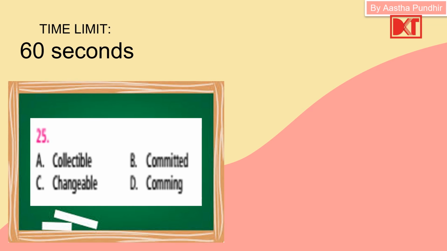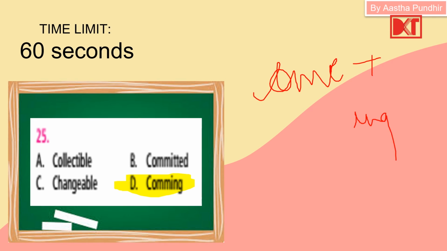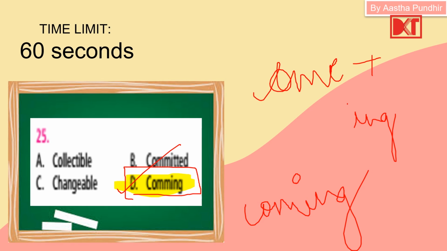Alright, here we have to choose the word with the incorrect spelling. Collectible, committed, shape. Okay, here the incorrect spelling is that of D. I think what they're trying to say is coming, like come, C-O-M-E, the verb come, plus ing. Here we remove the E and it becomes C-O-M-I-N-G. Okay, so there is no double M if this is the word that they're trying to say. But yeah, the incorrect spelling is of D only.